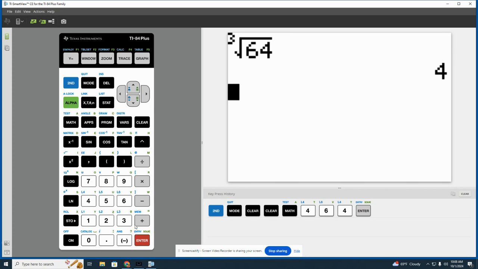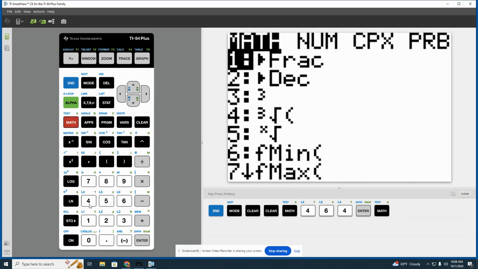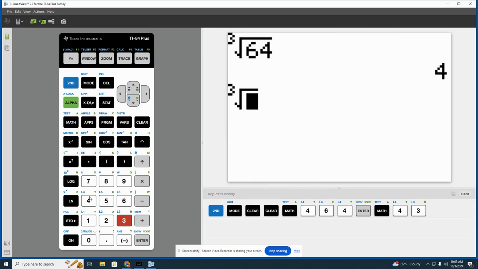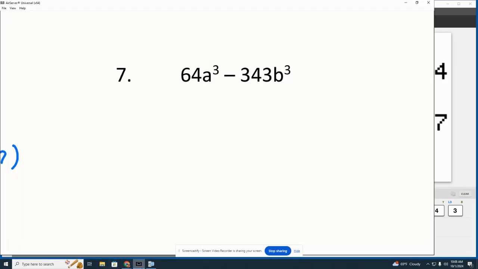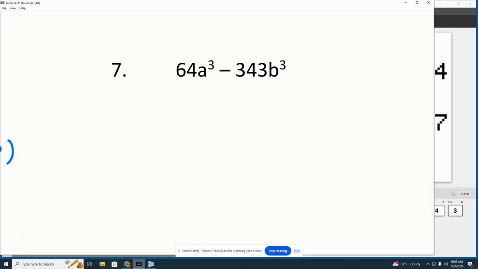4. Then I would do the same thing. Math number 4 and I would check 343. Is it a perfect cube? So this, guys, is difference of cubes. It's the one time that a binomial factors into a binomial times a trinomial. Y'all ready? Here it is.